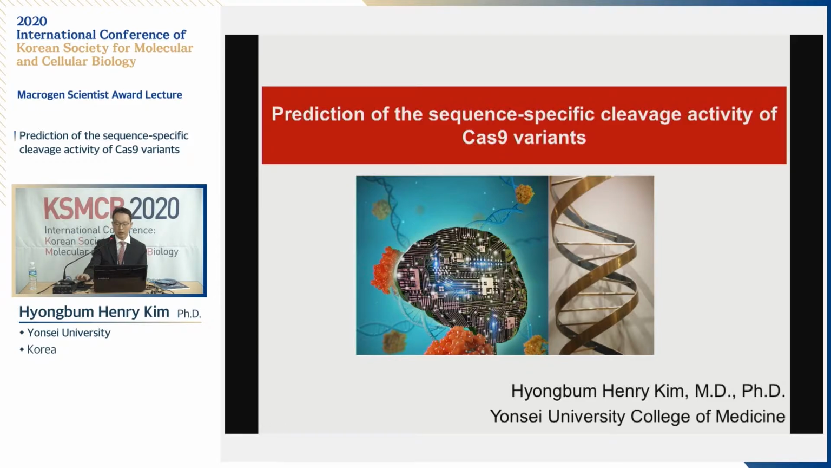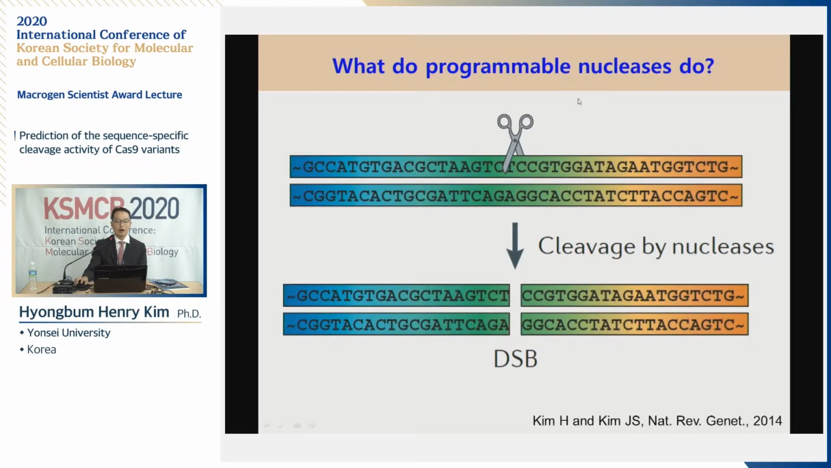I'd like to start talking about genome editing. Programmable nucleases are tools used for genome editing, and they recognize a sequence called the target sequence and make a double-strand break at the target sequence.